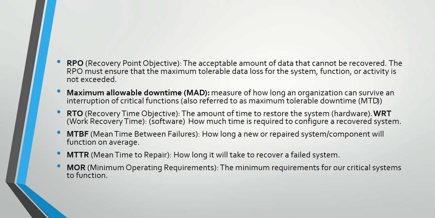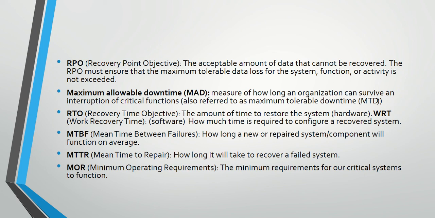Other concepts in BIA are mean time between failures. So, how long a new or repaired system component will function on average. For example, we have a system and it works fine for, let's say, 4 years, and then a failure happens, and again the system is recovered and works for, let's say, 6 years. So the average time between those two will be 5 years.